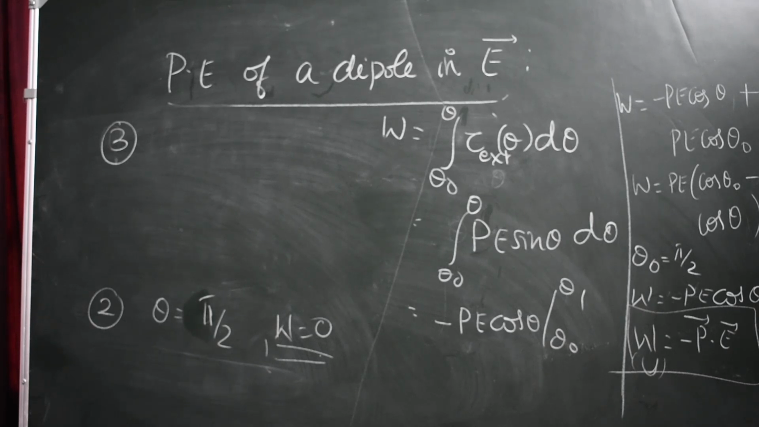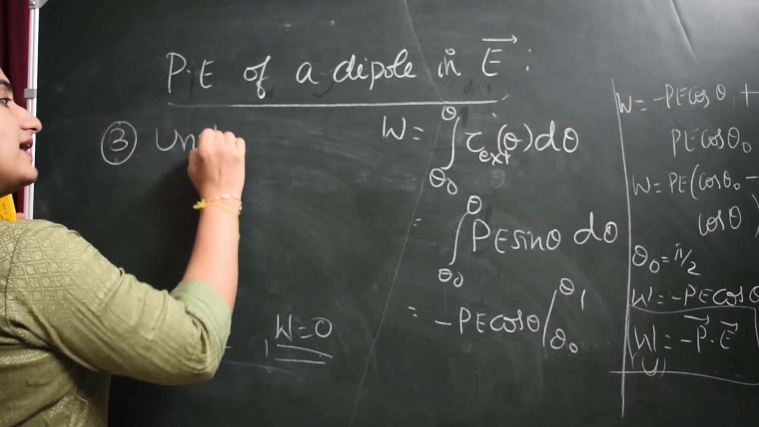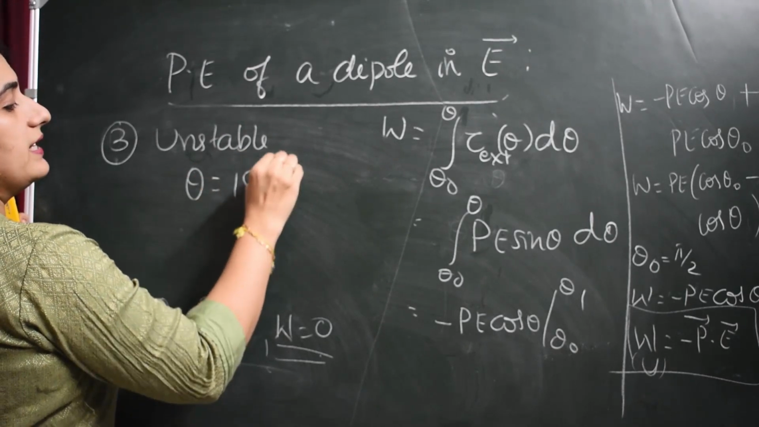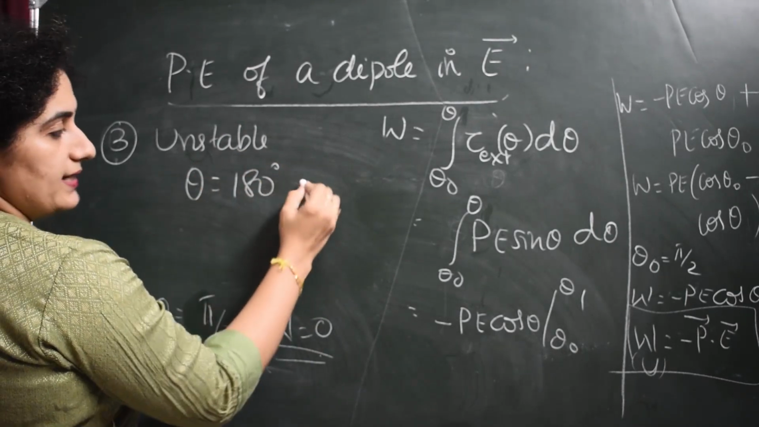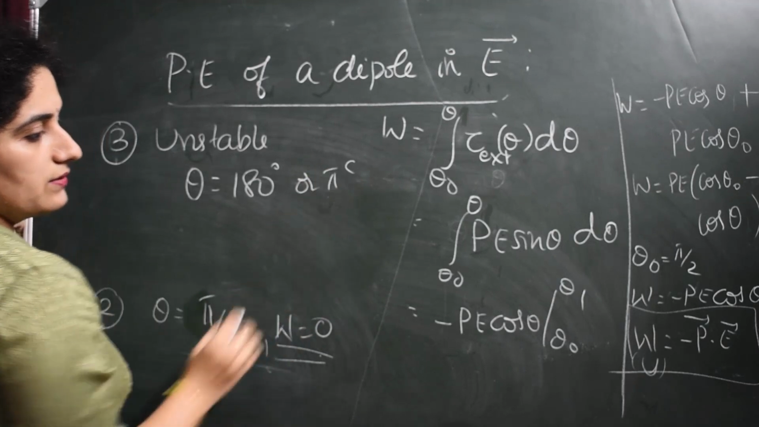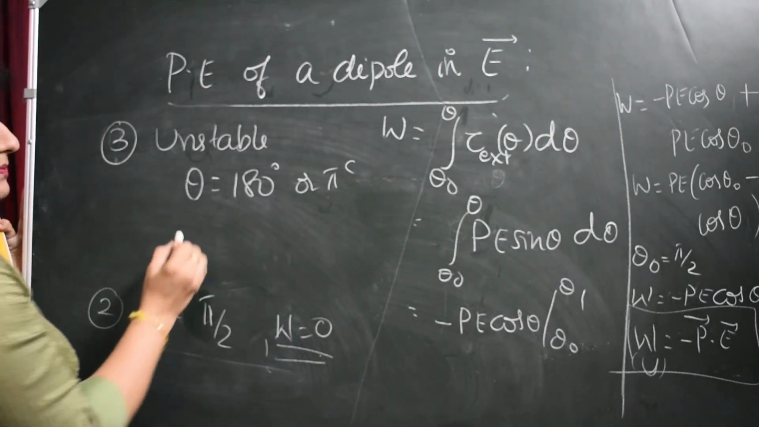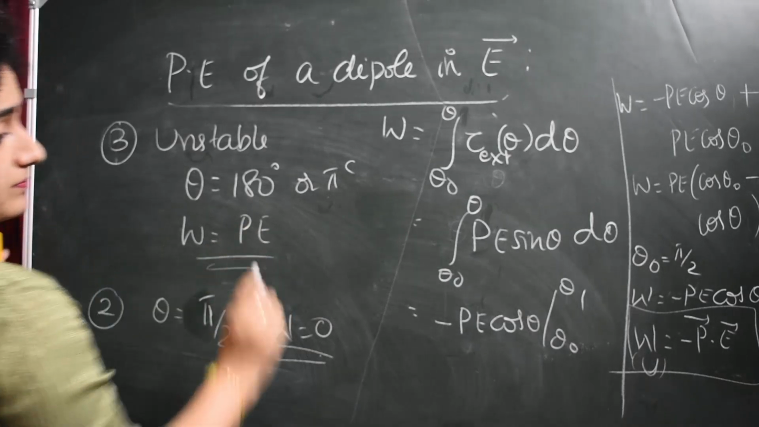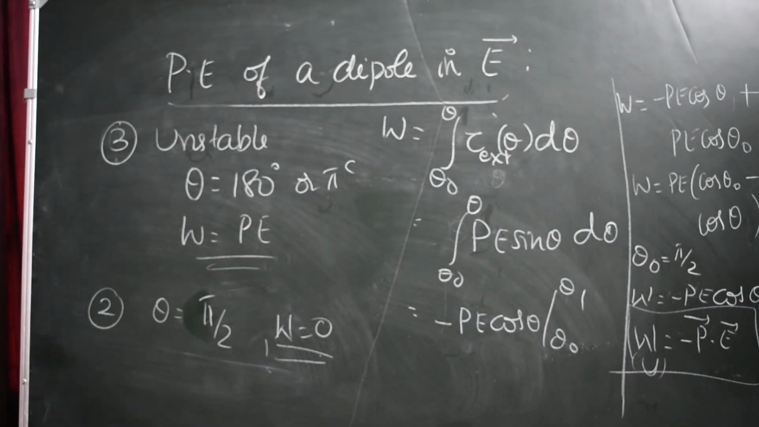Next is the position of unstable equilibrium. Here the potential energy is maximum. We get the unstable equilibrium when theta is equal to 180 degrees, or pi radians. So cos pi is minus 1. Minus of minus will be plus, so work done will be maximum, PE.